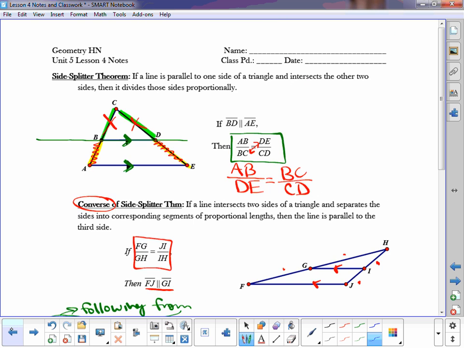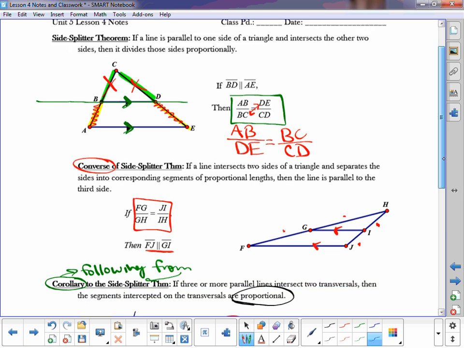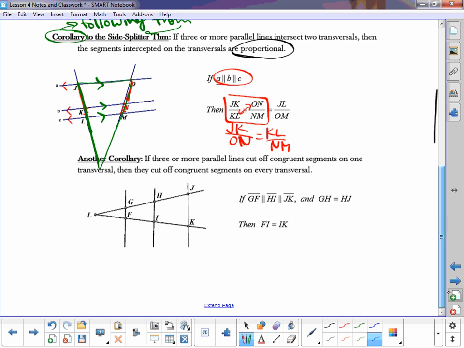Alright, so that brings us down to our very unique one. And this is just, I called it another corollary. It's another corollary from that side splitter theorem. That's not the title, you'd actually have to write out what this says. But this is a very specific case. So what we have is, again, 3 or more parallel lines, and we have 2 transversals going through. It doesn't really matter that the transversals meet over here.